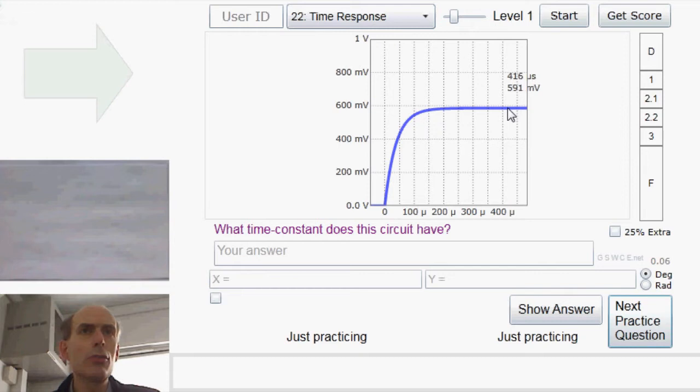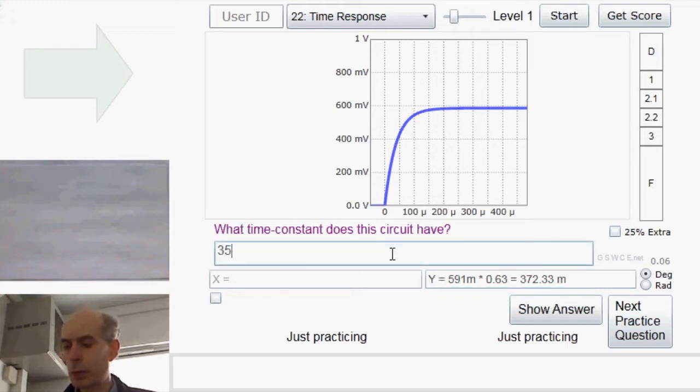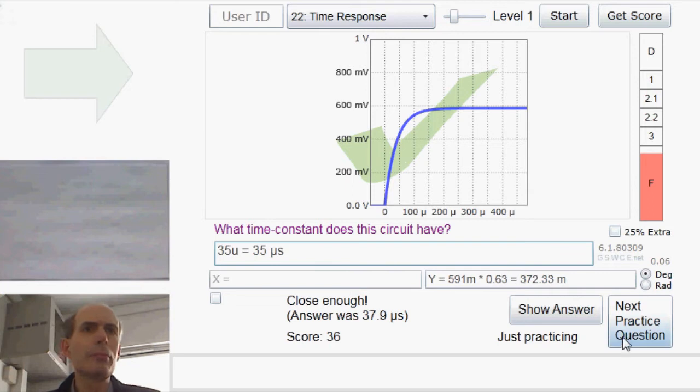So if we're trying to get to 591 millivolts, then 591 millivolts times 63% would be 372, and we get to 372 at approximately there, about 35 microseconds. That's probably close enough. Great.